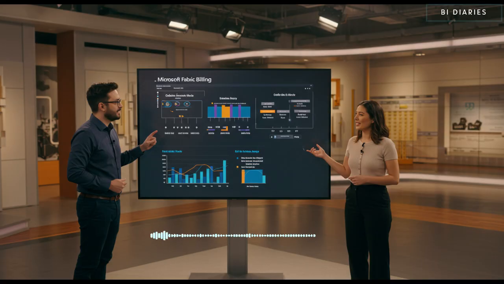Why change? The main idea was to allow for more granularity. V-cores were maybe a bit chunky as a unit. CUs are smaller units, which lets Microsoft offer a wider range of capacity sizes, especially at the lower end. So smaller steps between CUs, potentially lower starting prices. Exactly. Makes Fabric potentially accessible for smaller workloads or budgets.